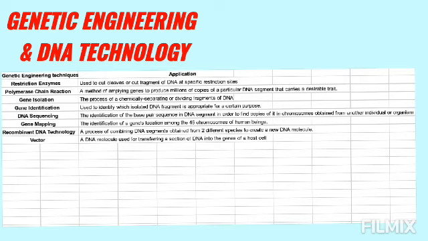Gene identification is used to identify which isolated DNA fragment is appropriate for a certain purpose. DNA sequencing is the identification of the base pair sequence in a DNA segment. Gene mapping is the identification of a gene's location among the 46 chromosomes of human beings. Recombinant DNA technology is a process of combining DNA segments obtained from two different species to create a new DNA molecule. A vector is a DNA molecule used for transferring a section of DNA into the genes of a host cell.